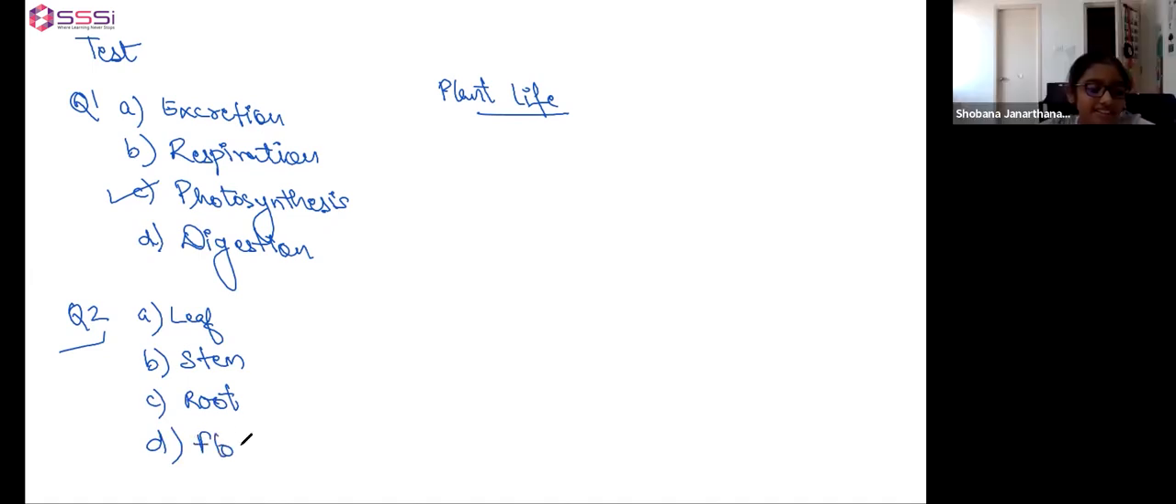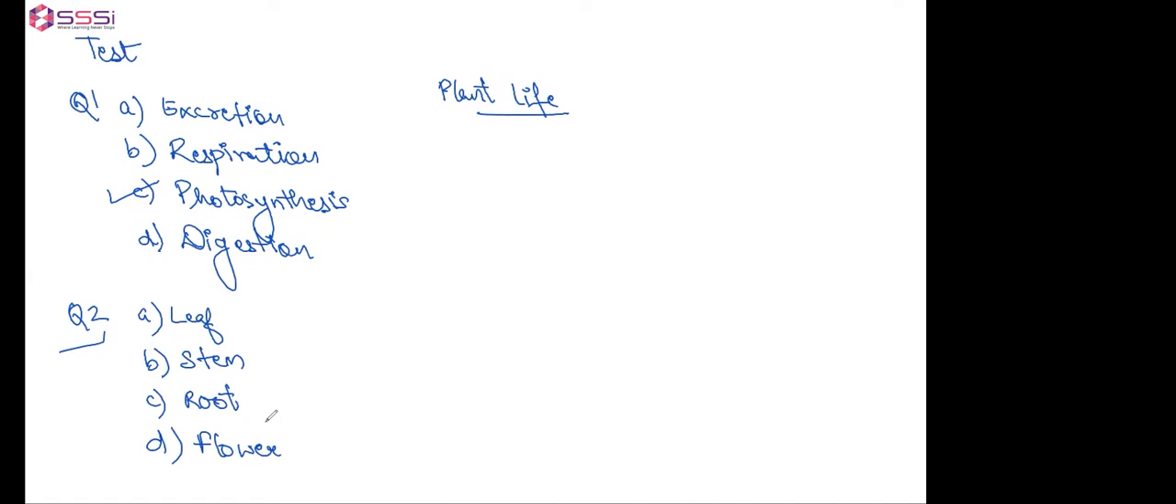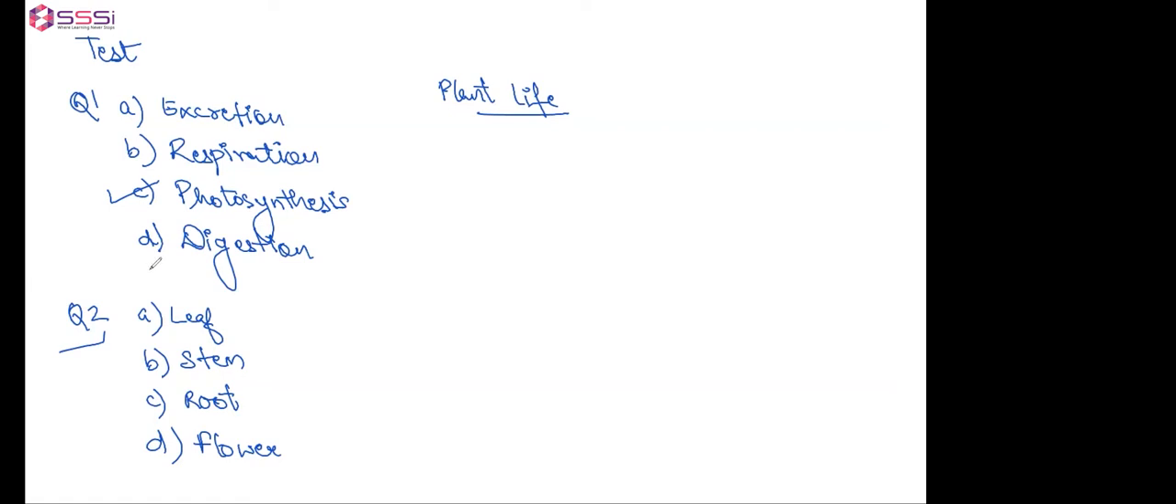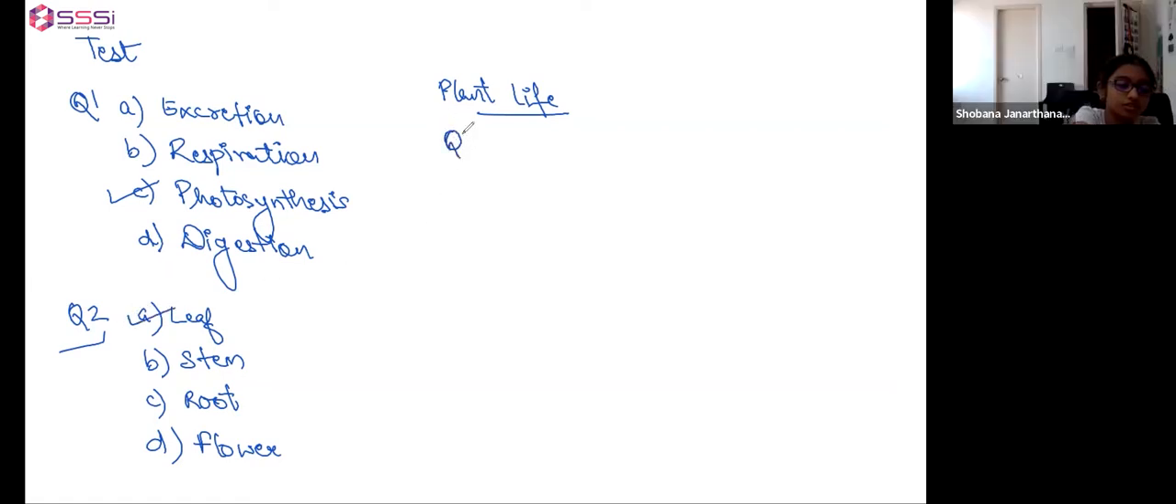Ma'am, but the first kitchen of the plant is food, right? The cotyledon. What are you saying? The first photosynthesis, the first kitchen is cotyledon, right, ma'am? Yes, yes. It's in the root part, so we can tell root. Yes. There are no leaves.